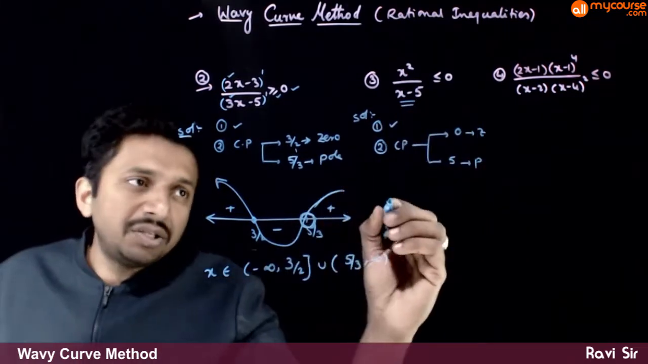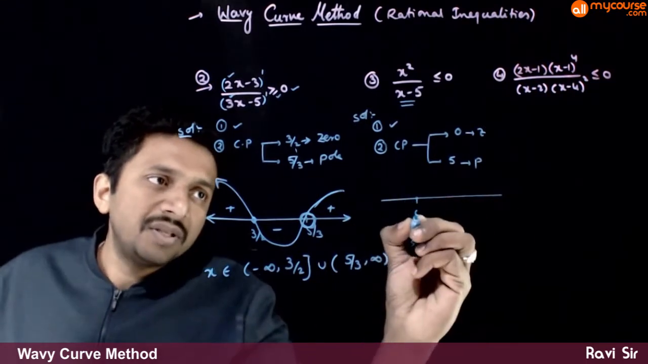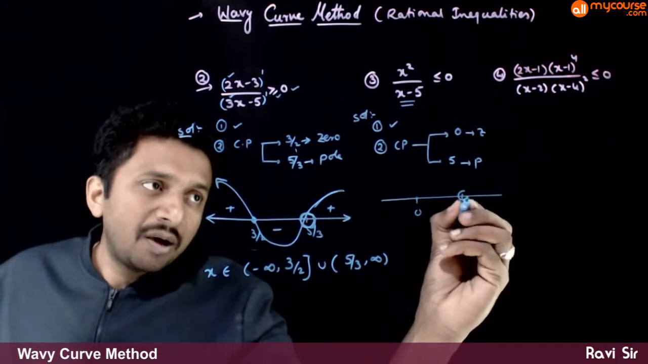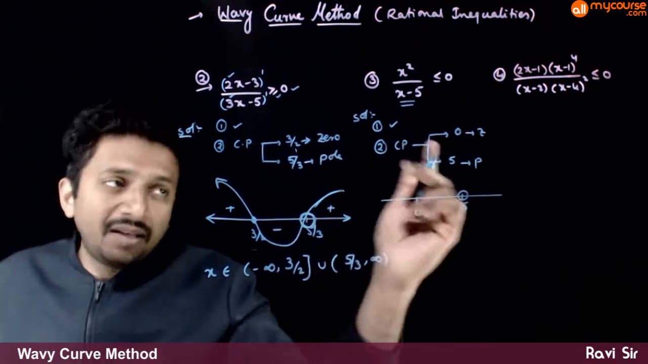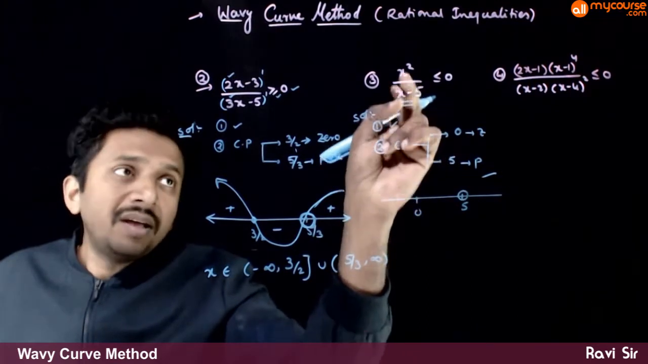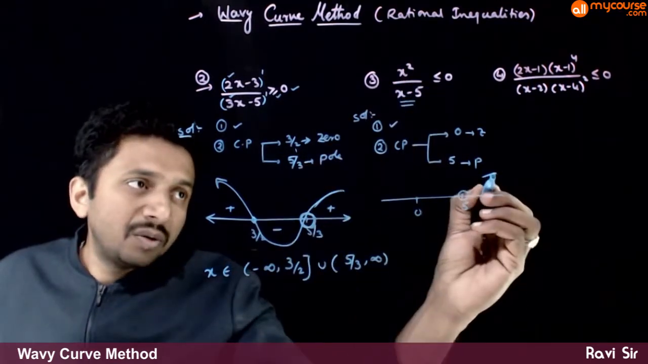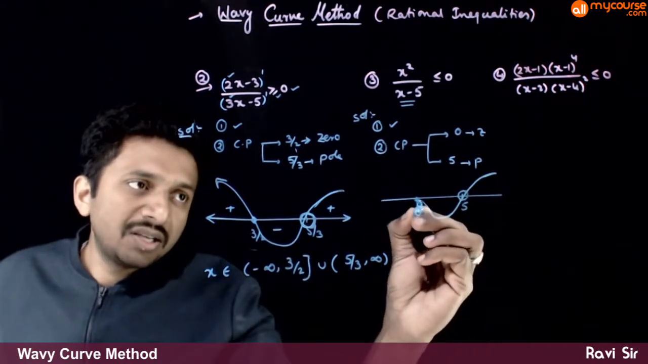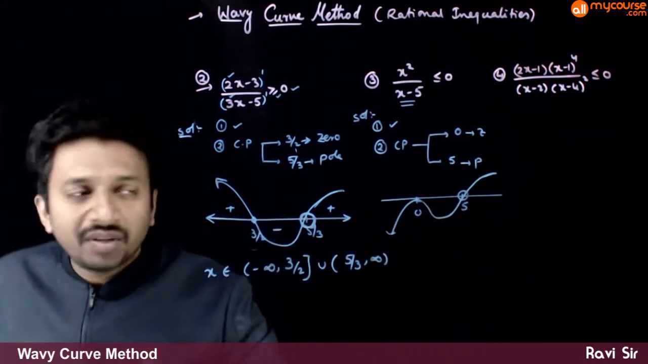So once you have these two, let us draw the wavy curve. This is 0, this is 5. At pole, you have to make a hollow dot. And start from above. So x minus 5 has power 1, x has power 2. So there is a sign change at x is equal to 5. There is no sign change at x is equal to 0.